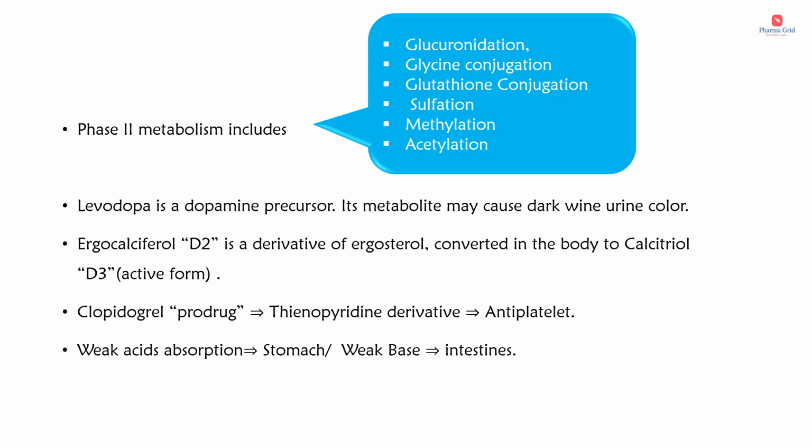Next important point is weak acids get absorbed in the stomach whereas weak bases in the intestines. So here remember the golden rule. Absorption requires same medium whereas excretion requires opposite medium. That is, for absorption, acidic drugs get absorbed in the acidic medium whereas basic drugs in the basic medium. That is, acidic drugs are absorbed from the stomach where there is acidic medium, for example, aspirin. Basic drugs get absorbed from the intestine where there is a basic medium, for example, atropine.